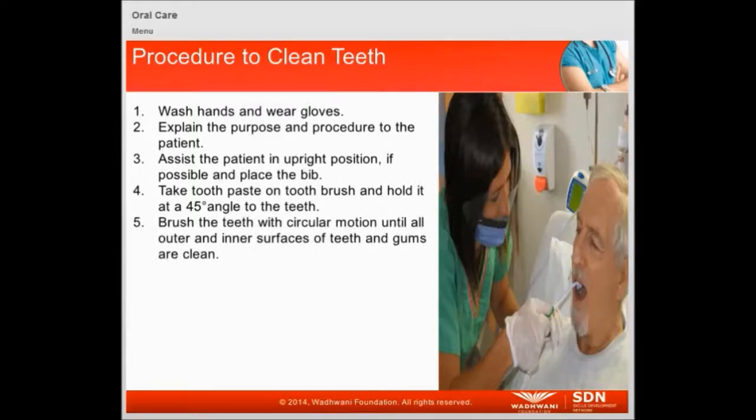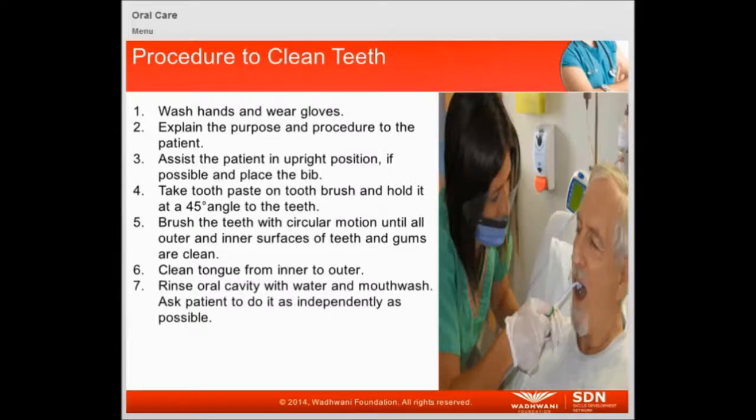5. Brush the teeth with a circular motion until all outer and inner surfaces of teeth and gums are clean. 6. Clean the tongue from inner to outer sides. 7. Rinse the oral cavity with water and mouthwash. Ask the patient to do it as independently as possible. 8. Wipe and dry mouth. 9. Rinse and dry the toothbrush. Return it to its proper place.